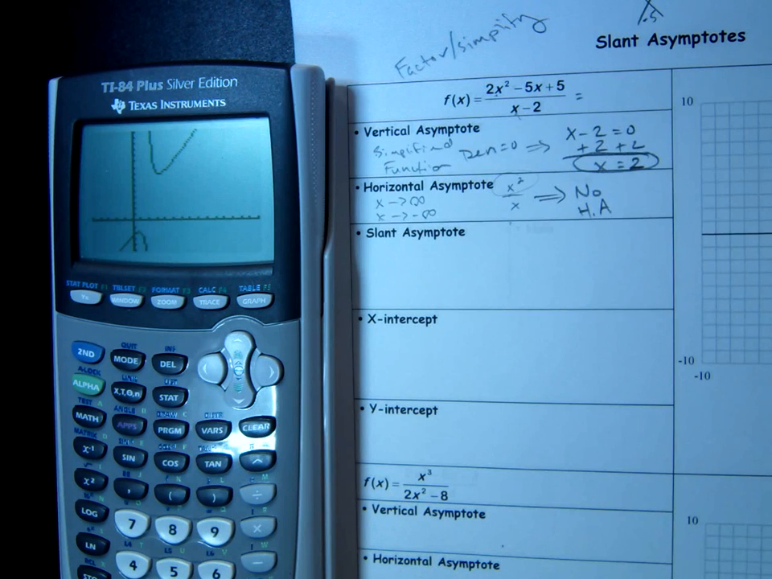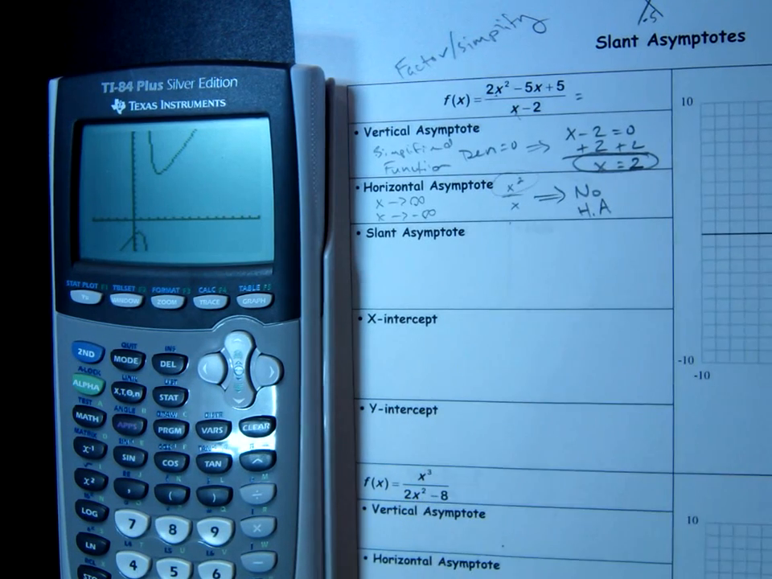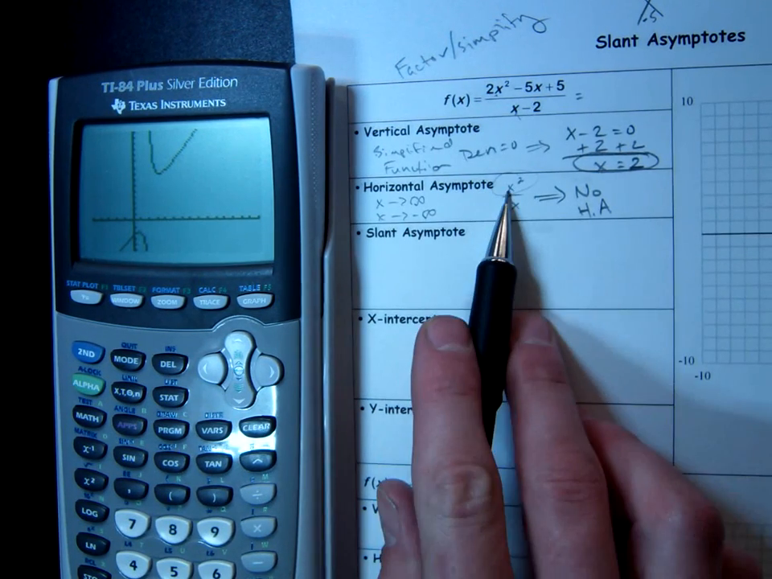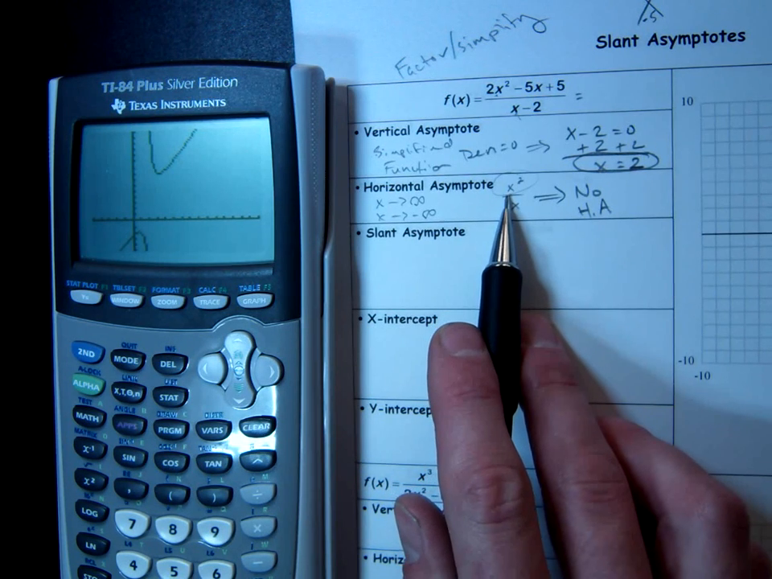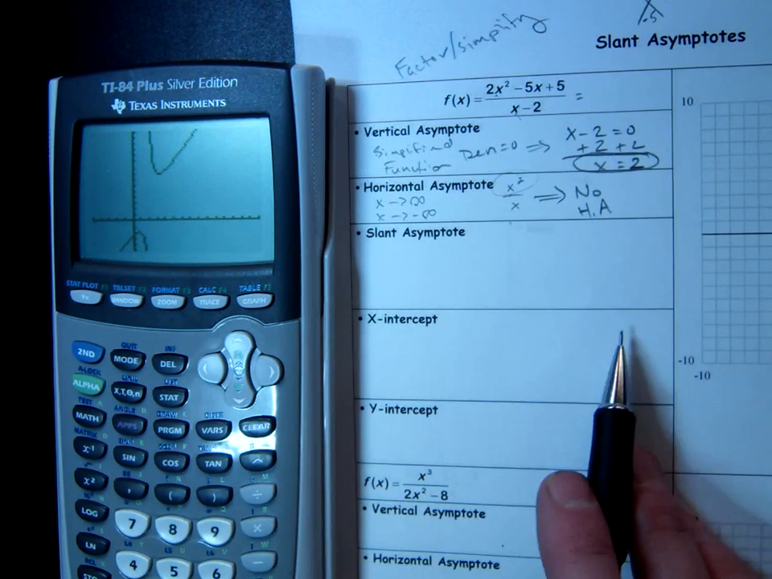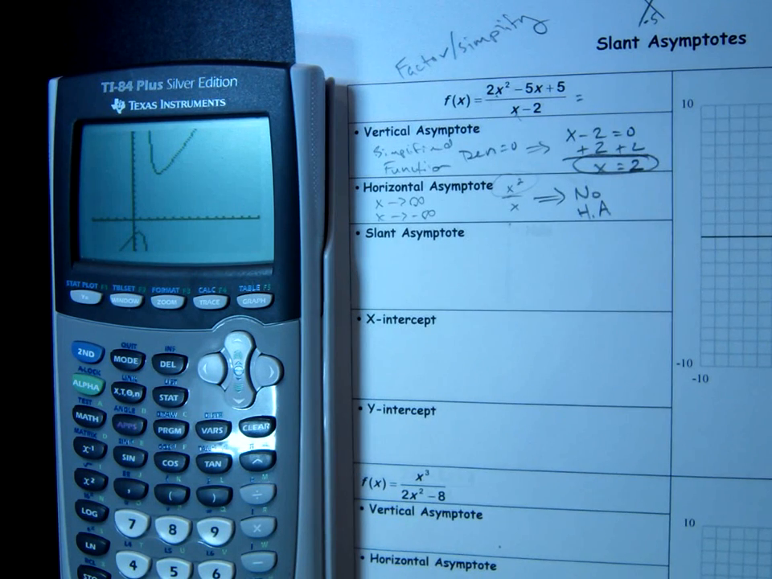Yes? All slant asymptotes, I think by definition, that's a good point. By definition, all slant asymptotes have a bigger degree in the numerator. So if it has a slant asymptote, unless there's a weird example that I'm not thinking of, it won't have a horizontal asymptote.